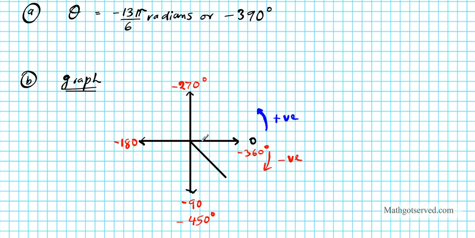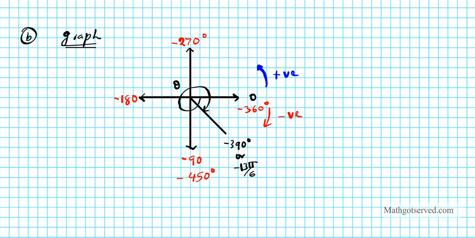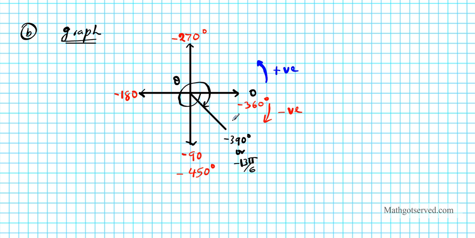Let's draw our angle, indicate the area we swept. So we're going to go in this direction like this. We made a full circle and came over once. All right, so this right here is negative 390 degrees, or negative 13 pi over 6, and that is also theta. All right, what quadrant is the terminal side? It lies in quadrant 4.